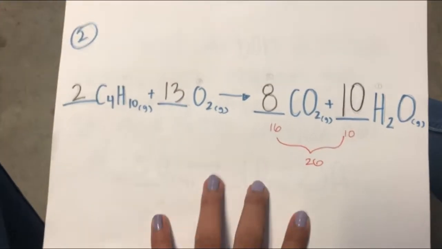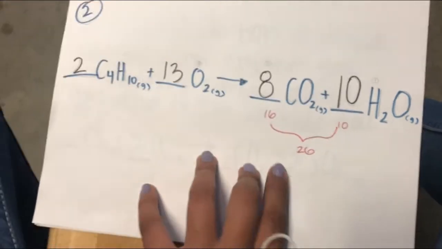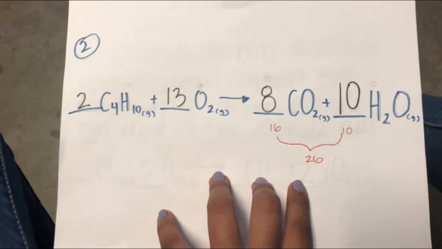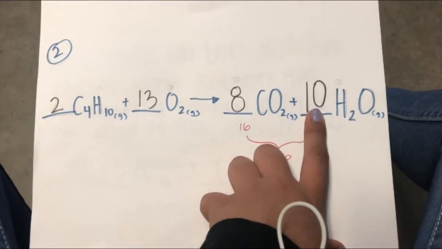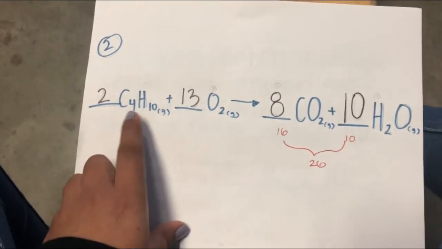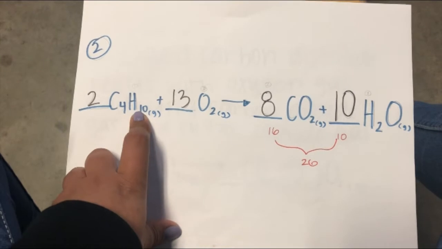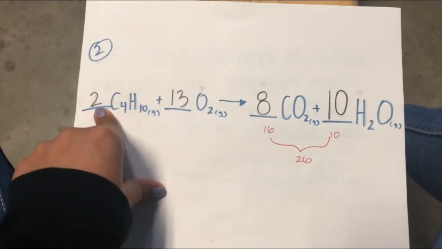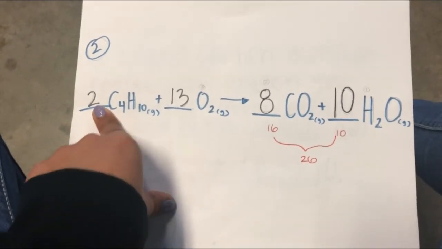2Na plus Cl2 goes to 2NaCl. So in this chemical equation, I started off by balancing the hydrogens. You put a 10 on here with a subscript of 2. So since the subscript here is 10 on the hydrogen, you put a 2 here. That balances out the hydrogens.